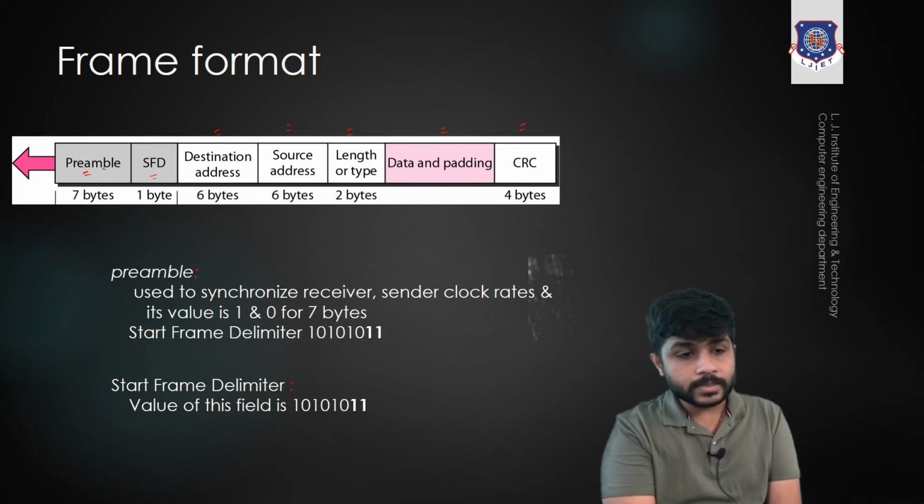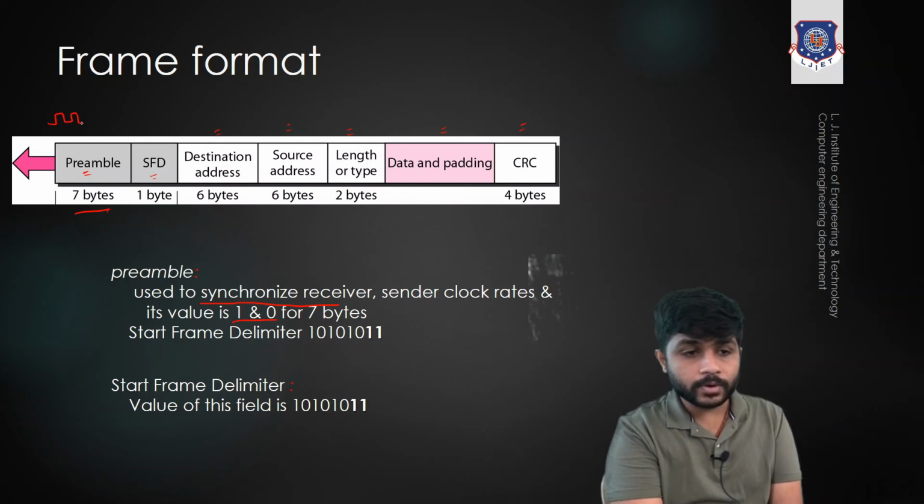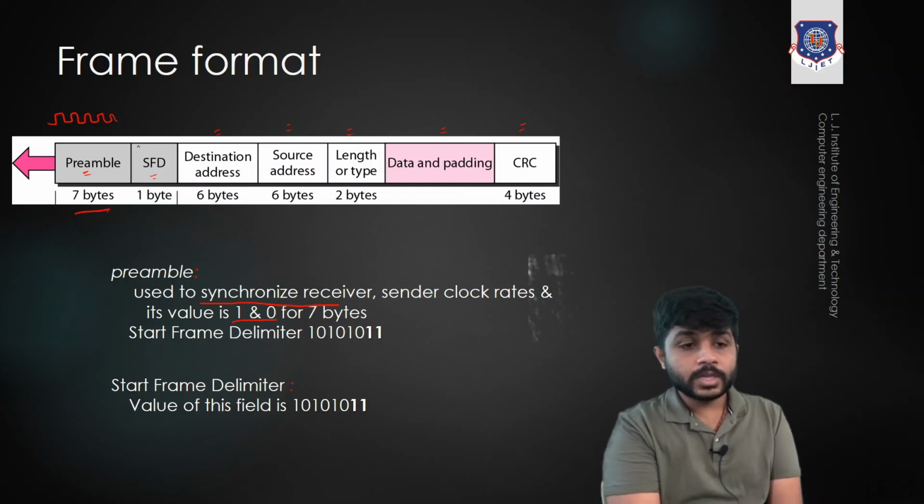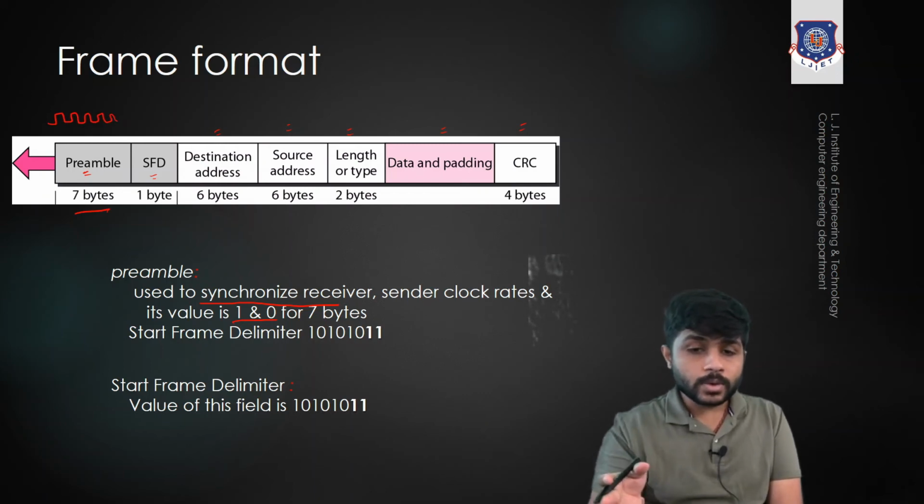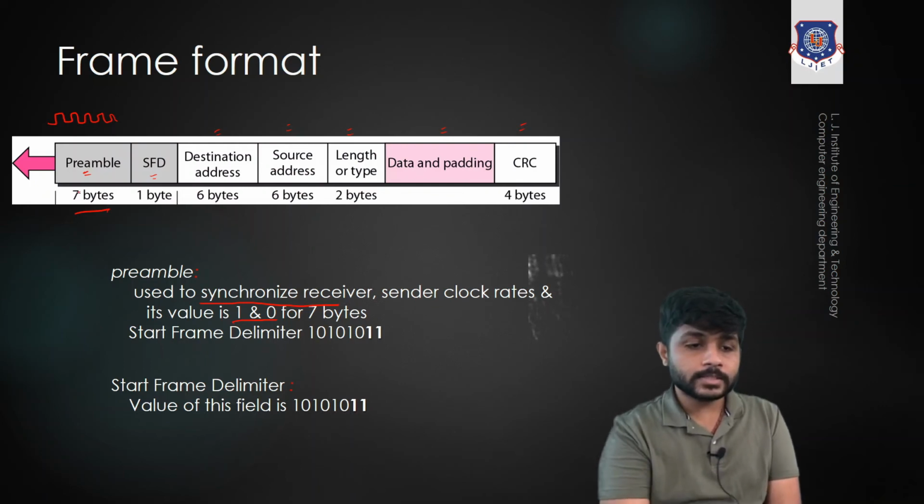The first one is the preamble. The size of the preamble is 7 bytes. The preamble is used to synchronize the receiver, and the value of the preamble is continuous 1 and 0 for 7 bytes. So when the receiver receives continuous 1010, it can understand that this frame is preamble.